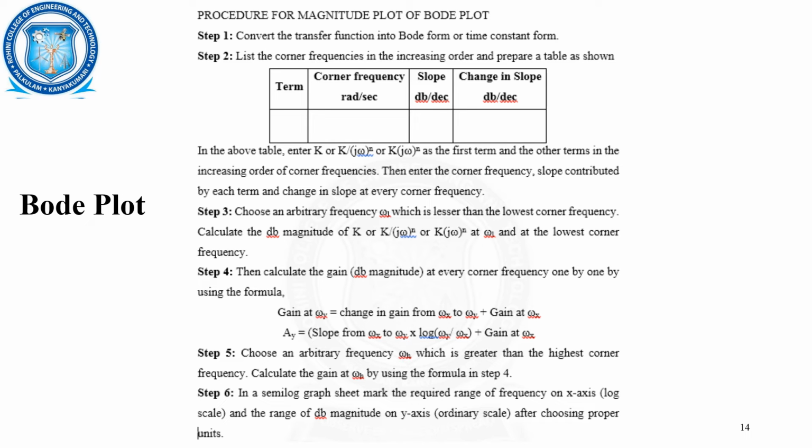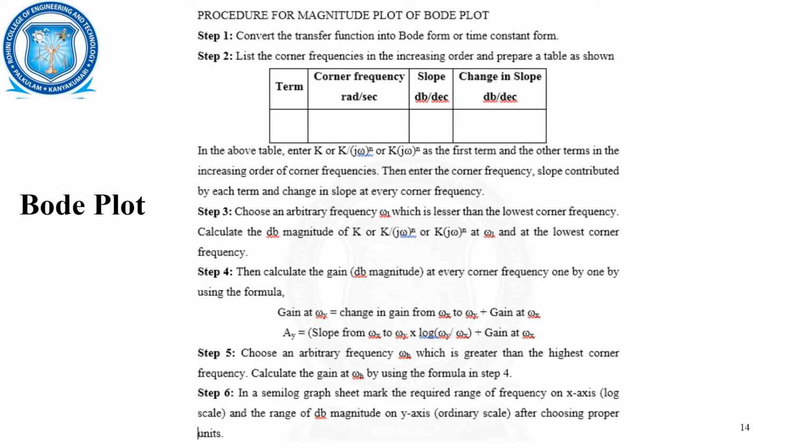And this is how the magnitude or Bode plot is calculated for drawing the graphs. The first step is to convert the transfer function into Bode form. That is, we have to substitute s is equal to j omega, and then frame the magnitude as well as the angle part.